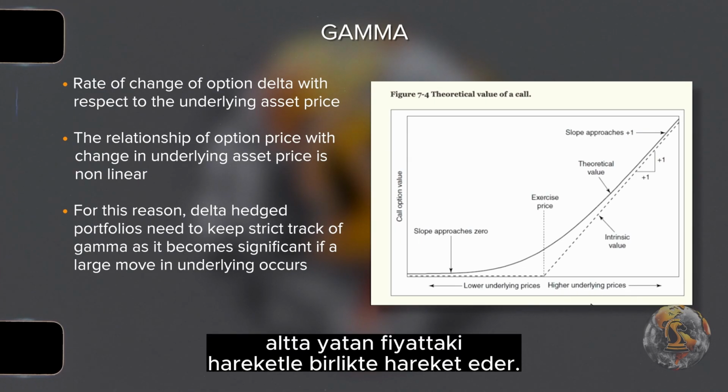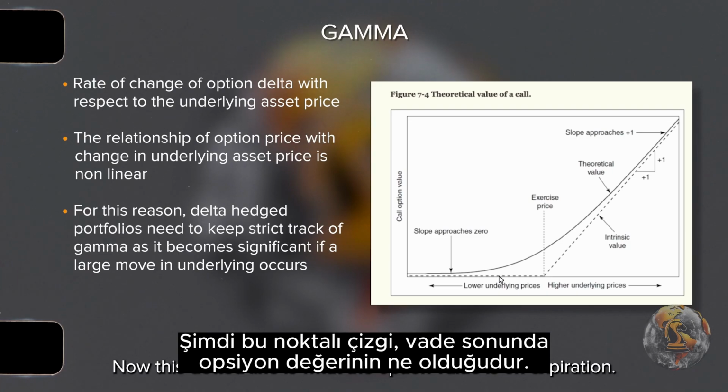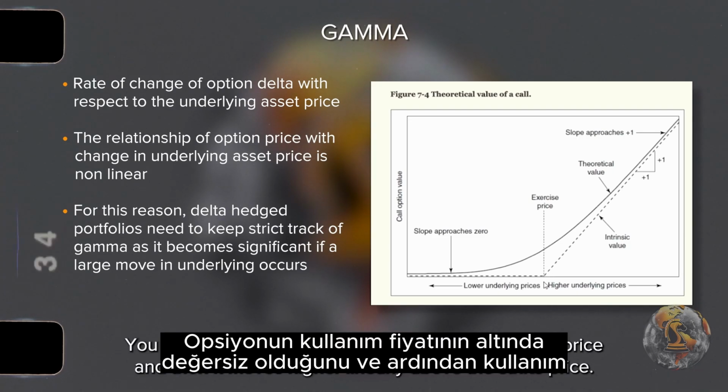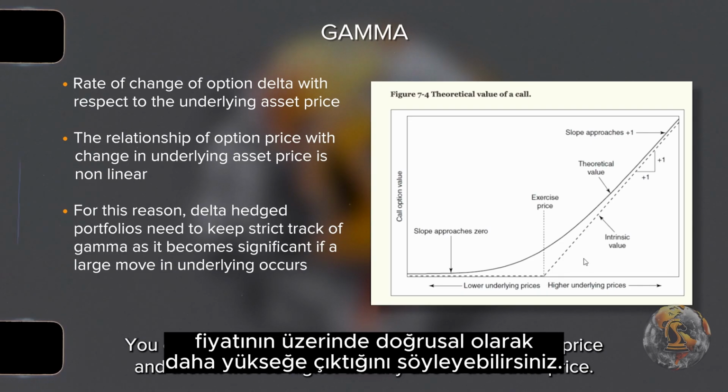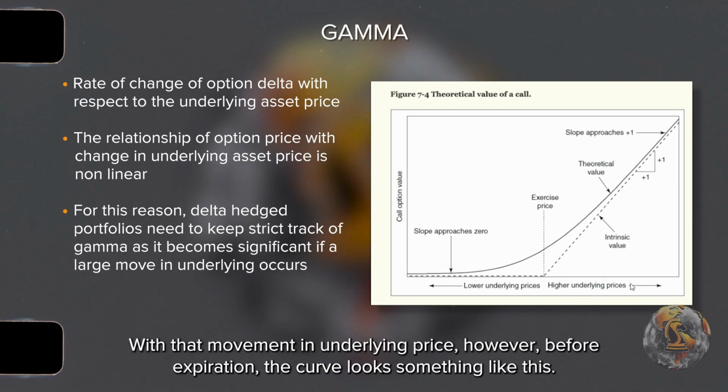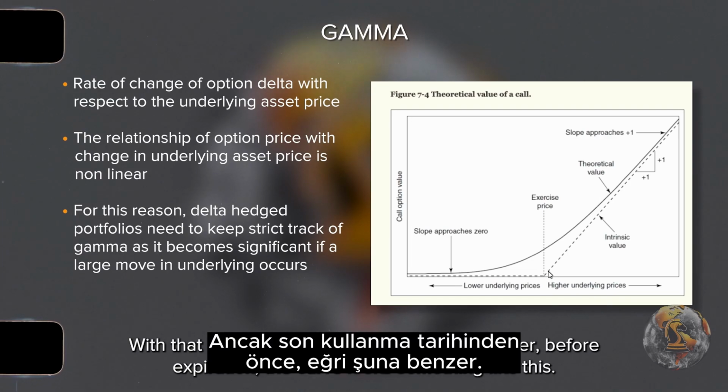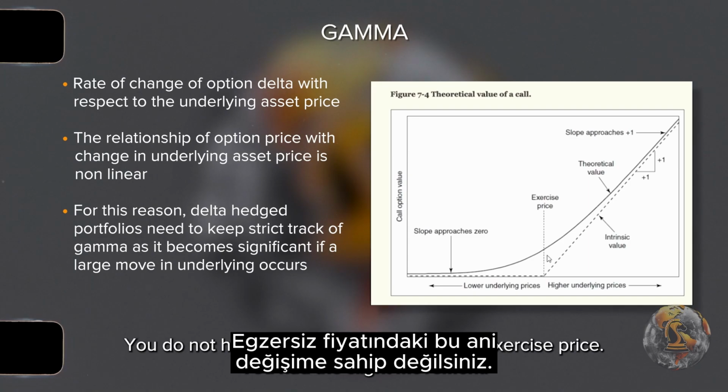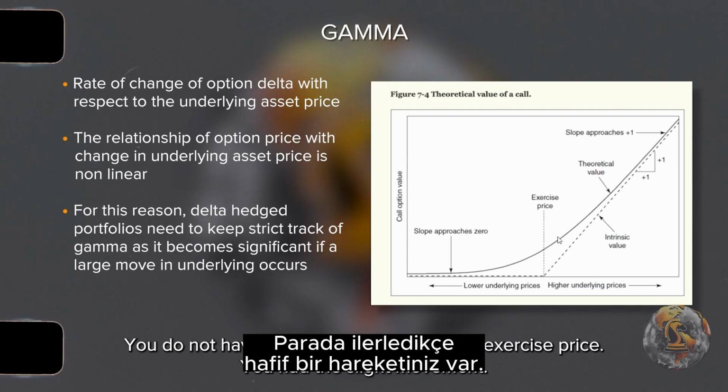in the underlying price. Now this dotted line is what the option value is on expiration. You can say the option is worthless below the strike price, and then it moves higher linearly above the strike price with the movement in underlying price. However, before expiration, the curve looks something like this. You do not have this abrupt change on exercise price. You have this slight movement.